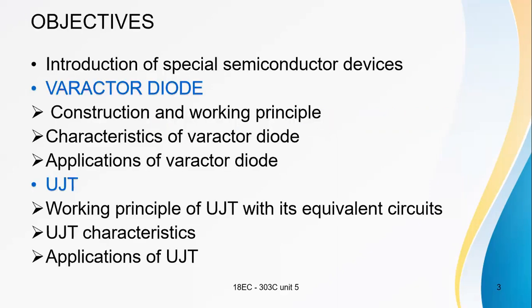The main objective of this session is an introduction to the special semiconductor devices. That means what are the special semiconductor devices, and the varactor diode. What is a varactor diode? Its construction and working principle, as well as another device, UJT, the unijunction transistor. The working principle of UJT, its characteristics and the applications of UJT. I will discuss all these topics in this session.